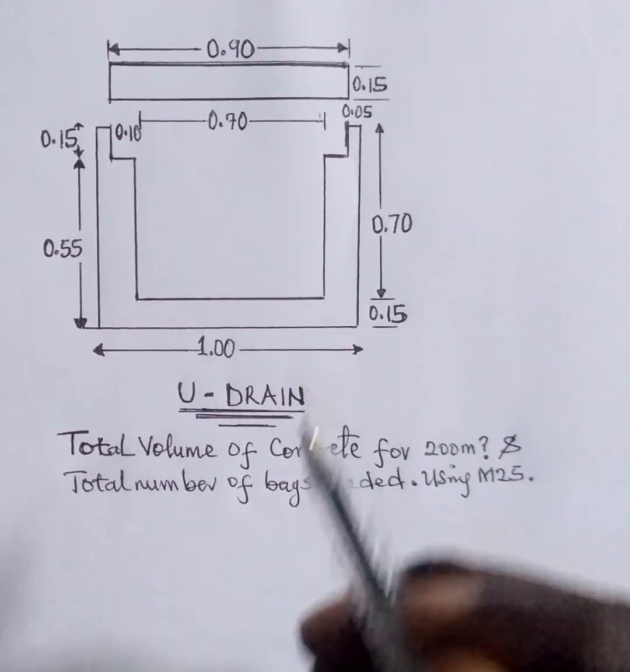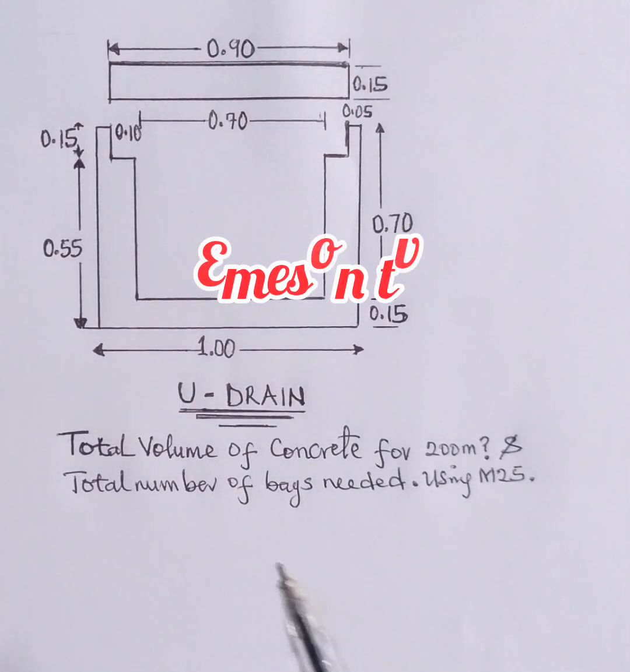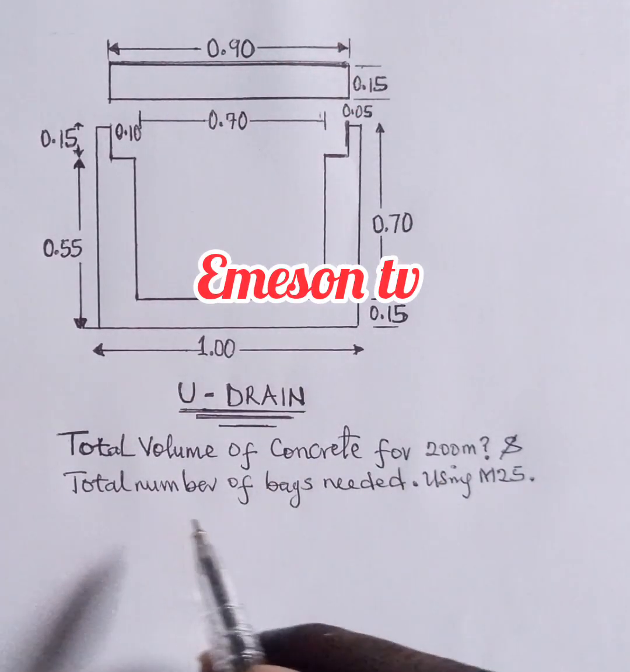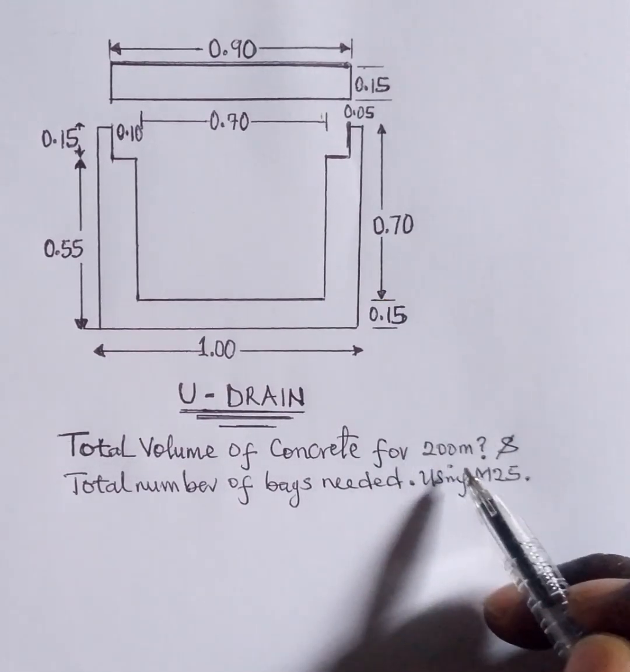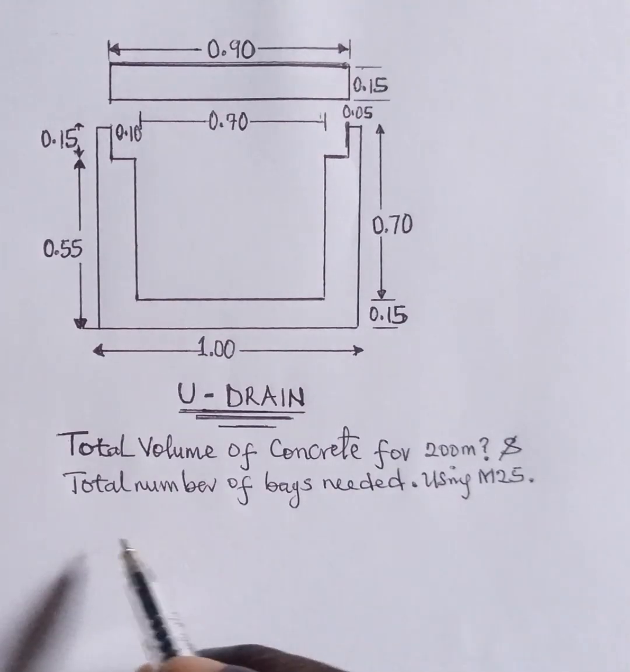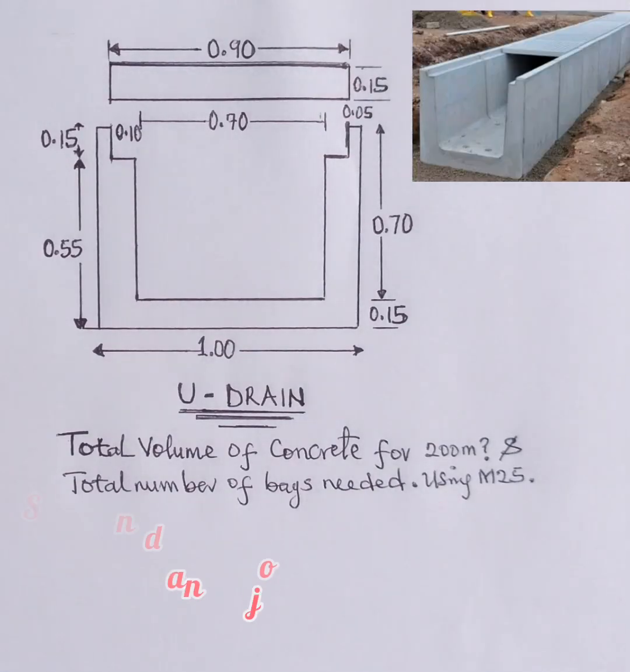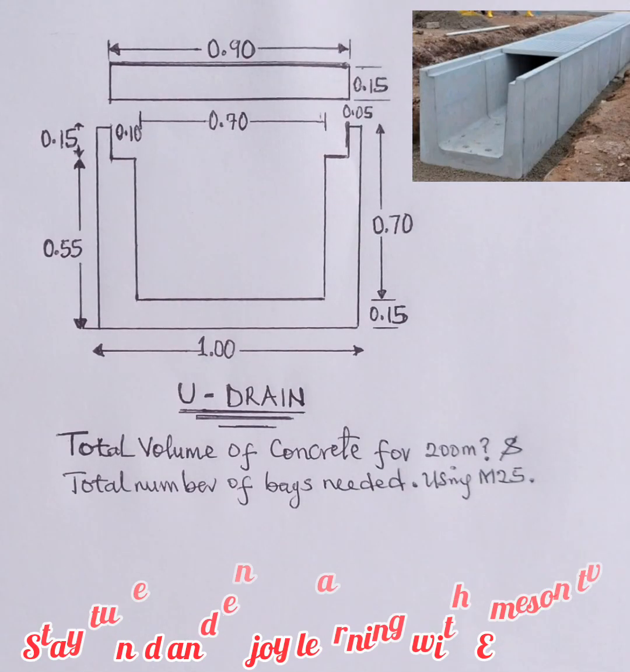Using this cross section of field drain, we are asked to calculate the total volume of concrete that we need to construct 200 meters of this drain, and also the total number of bags needed for this work. So let us start.